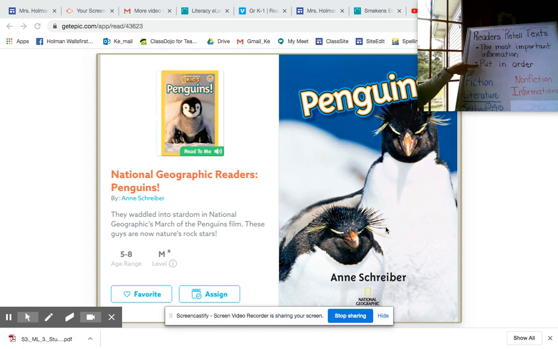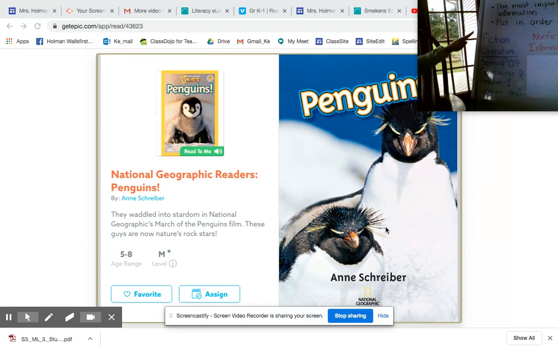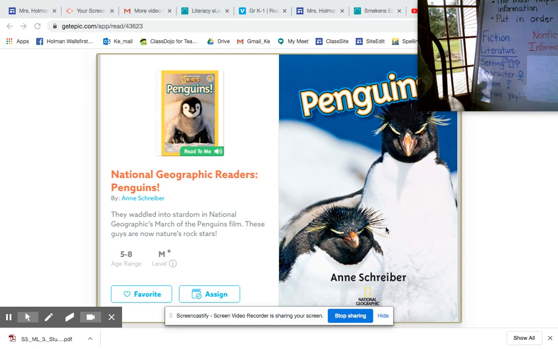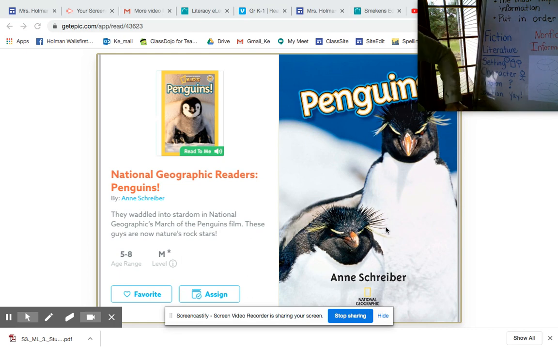Well, we have talked about fiction, which is also literature. And so let me scroll this down here a little bit. I don't think you can see, but again, I'll take a picture of this and maybe you can see a little bit better. But we've talked about the setting, when and where the story takes place. We've talked about the characters in the story. We've talked about what the problem in the story is. And then finally, what the solution is. So that is for fiction.